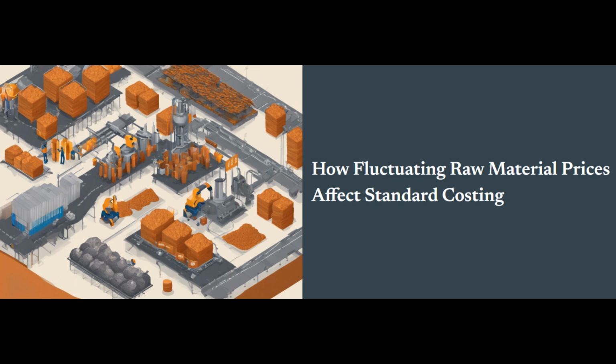However, one of the biggest challenges in implementing a standard costing system is dealing with fluctuations in raw material prices. In industries where the cost of key inputs can vary significantly over time due to market forces, setting accurate and reliable cost standards can be a daunting task.